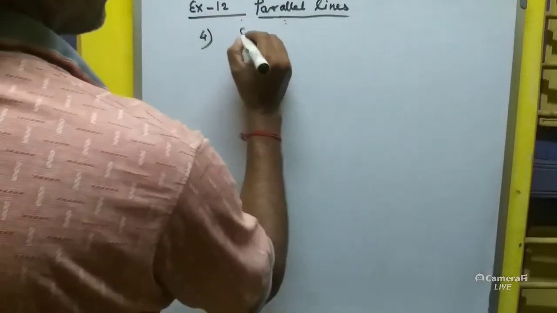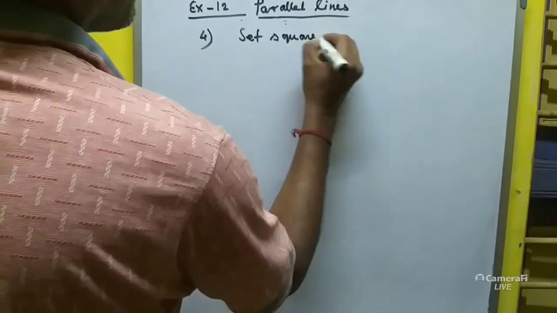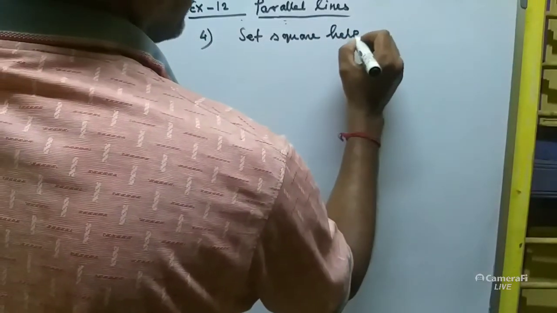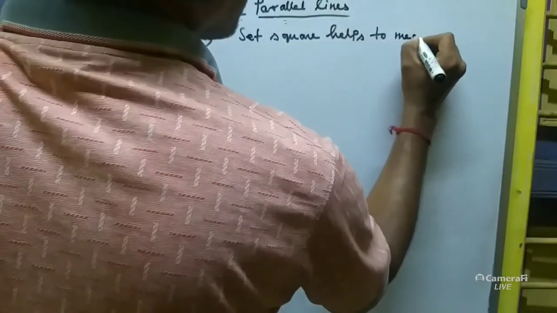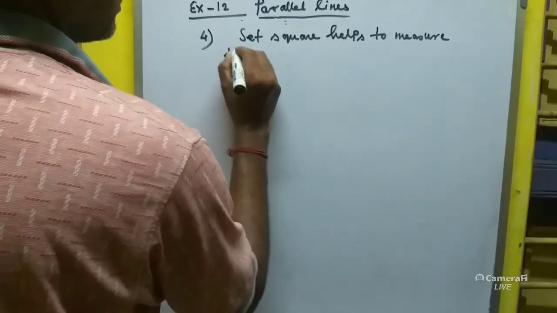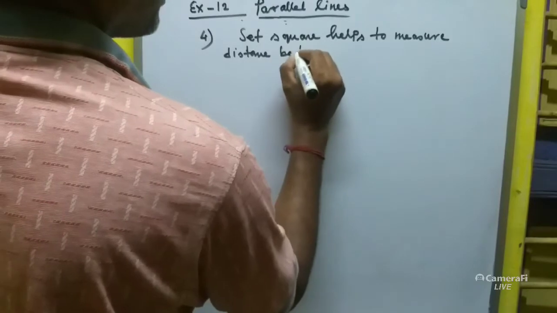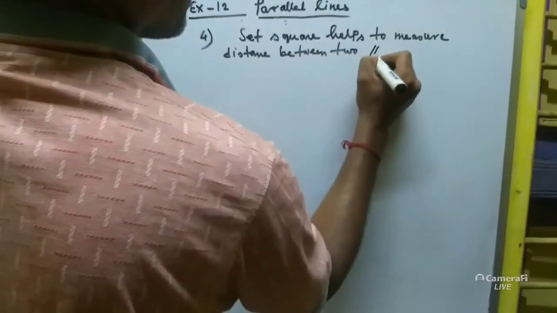Set square helps to measure distance between two parallel lines.